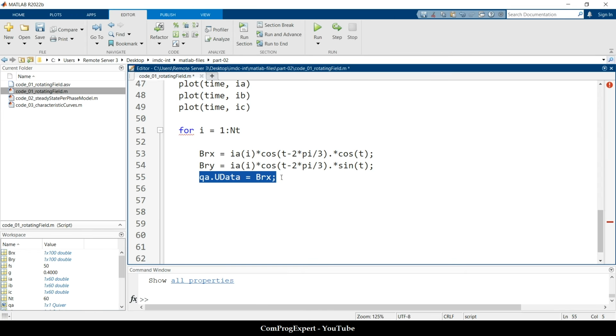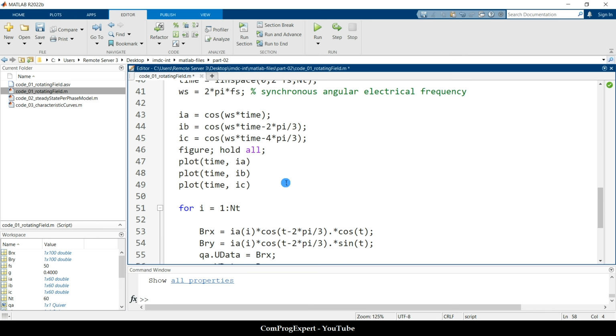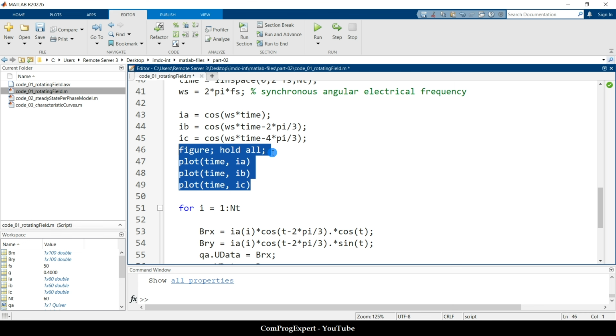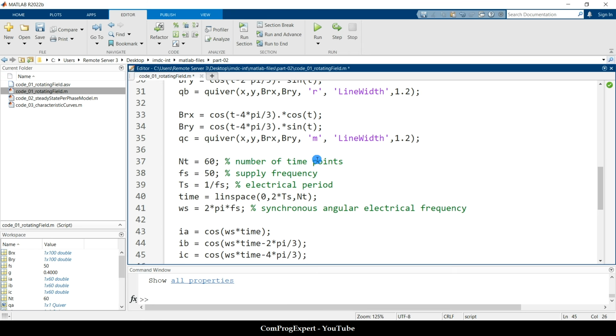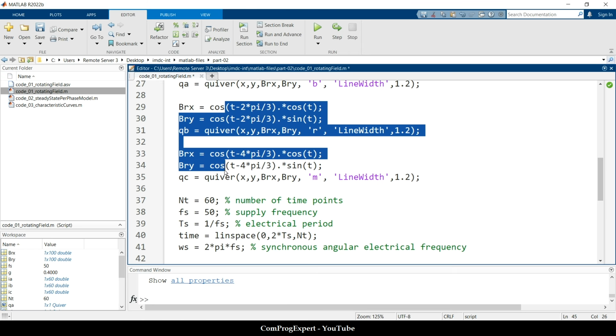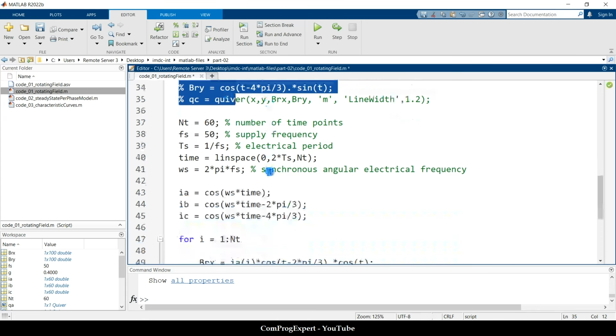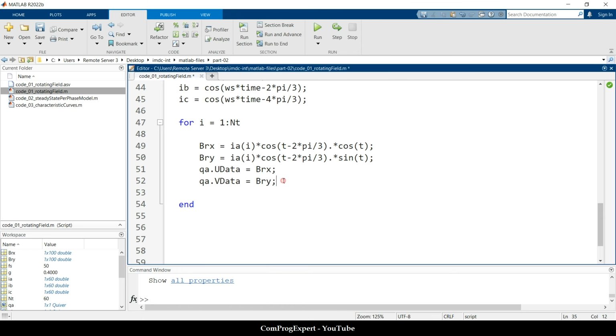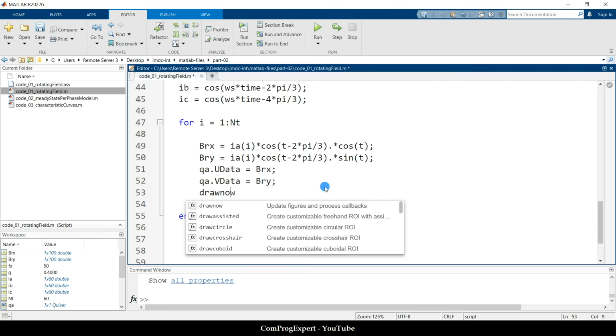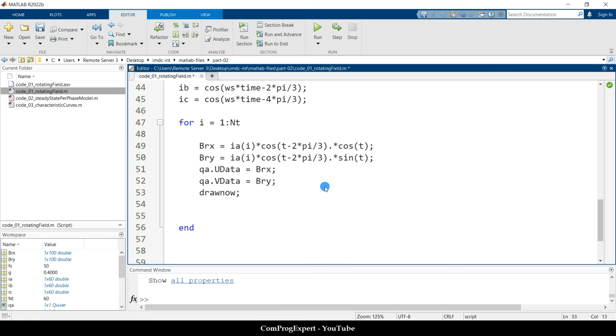Modify the V data to be BRY. So here, let me delete this figure. Okay, and let's hide these two plots. I just want to visualize the phase A. Here, when we update the graph, we should write this function, draw now, to update the graph, the figure, and let's pause 0.1 second to check all frames.